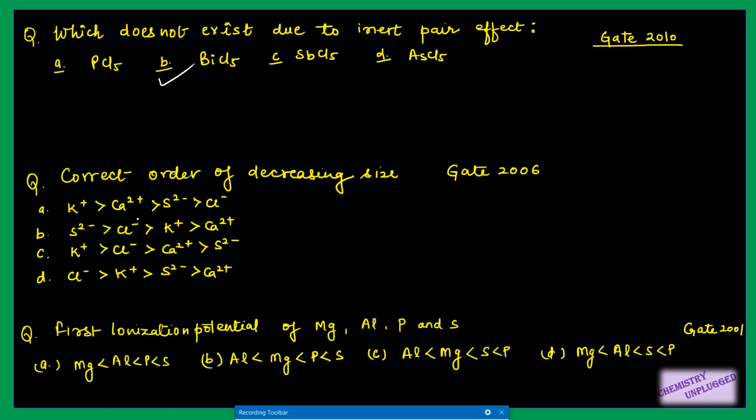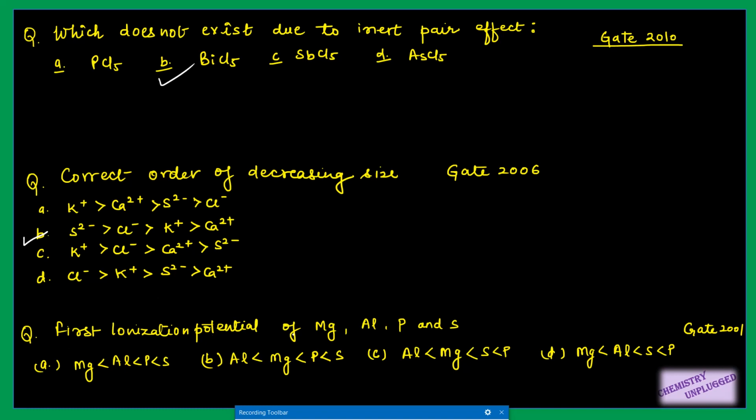Correct order of decreasing size. So for anions, the size will be larger. Remember this point only, right? So out of these all, sulfide, S2 minus, should have the highest size. So option B can be correct only, where S2 minus has the highest size. Then Cl minus, K plus, and calcium plus 2 charge means it will have much smaller size than plus 1 charge.